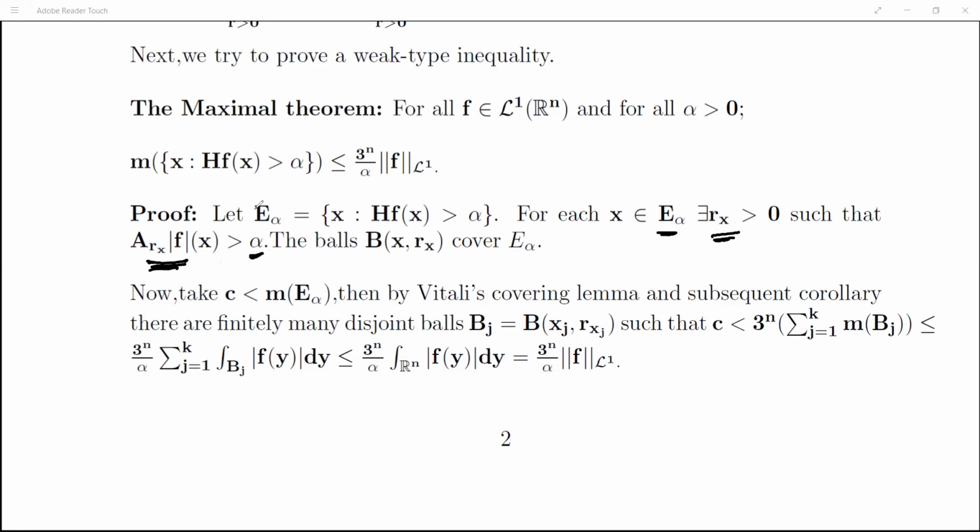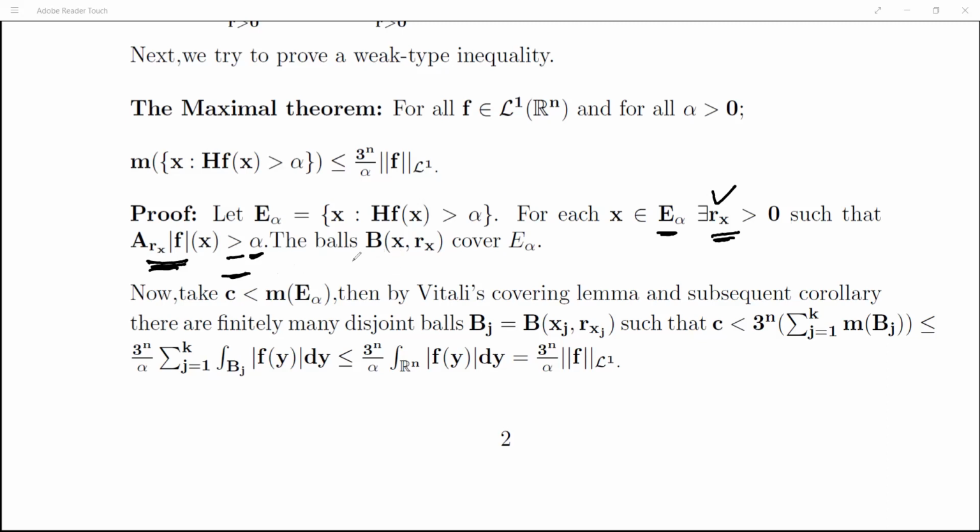Because my Hardy-Littlewood maximal function is the supremum of all those AR mod f x. So if the supremum is greater than alpha, then there is at least one R such that this AR mod f x is greater than alpha. So for each x, I get an open ball around x, such that the average value of mod f on that open ball is greater than alpha.